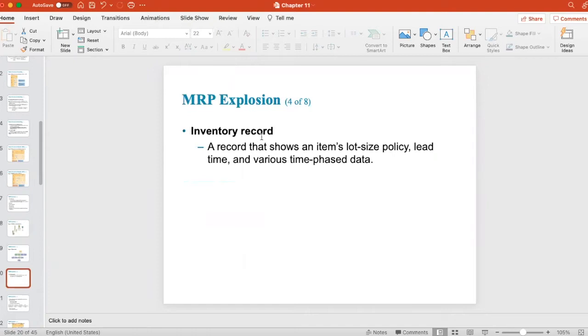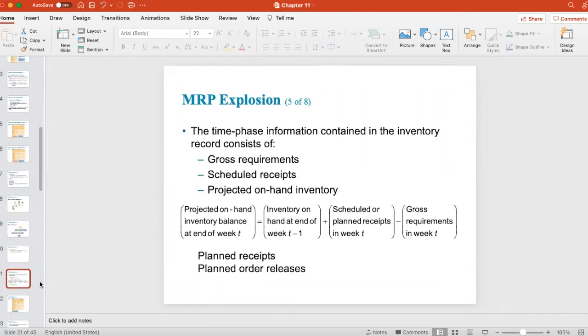So here, let's talk about another very key element within the MRP system, which is called inventory record. Okay, this will be a record that shows an item's lot size policy, lead time, and various time phase data. All right, now let me use one specific example to illustrate the key idea of inventory records. Okay, of course, it will include all these different terms within the specific inventory records. All right, now let's start.